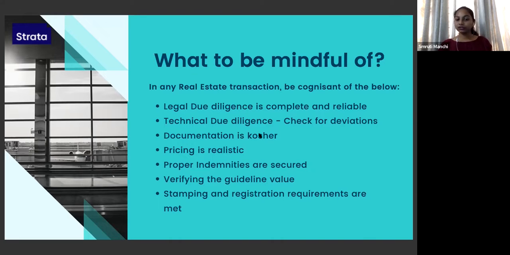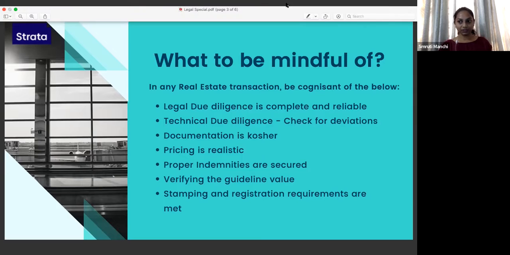But what you need to be cognizant of is that your due diligence is complete and reliable. You do have to sometimes invest the money, effort and time that the legal due diligence requires, because we know how rushed timelines are, how much in a hurry people are to close deals. But please do not ignore the due diligence. Do give it the time and effort that it requires.